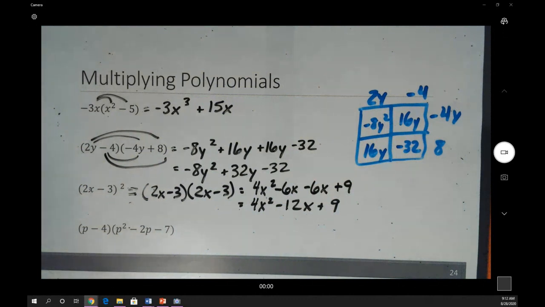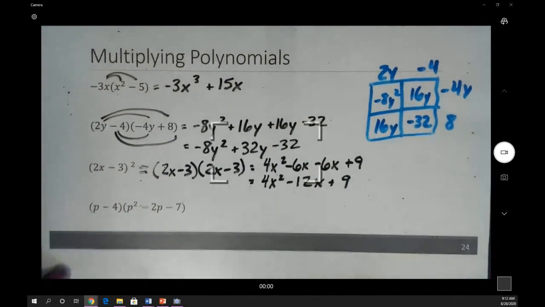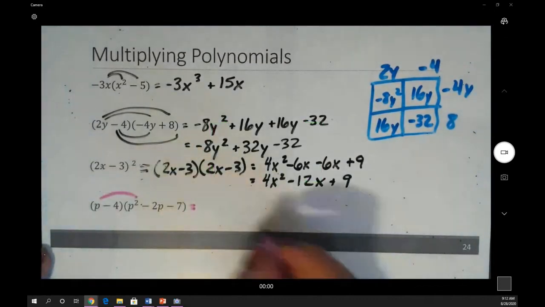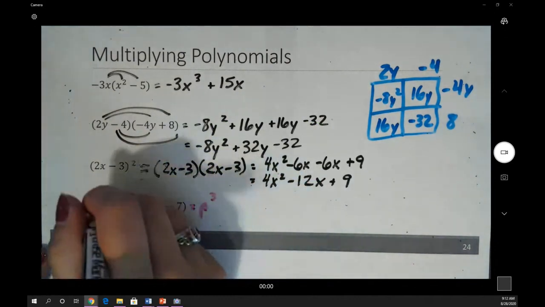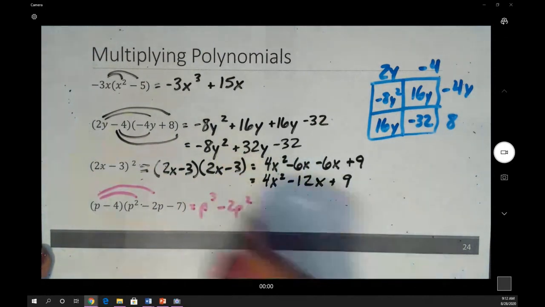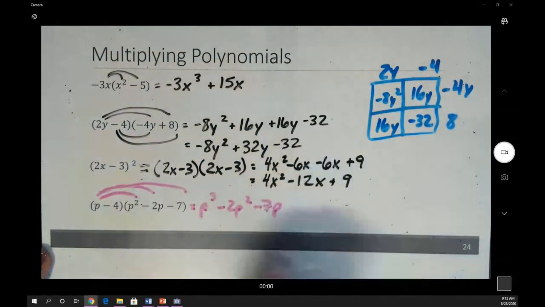So what I need to do is make sure each term in the first polynomial gets multiplied by each of the terms in the second polynomial. So first up we have p times p squared, that's p cubed. p times a negative 2p is a negative 2p squared. p times negative 7 is a negative 7p.